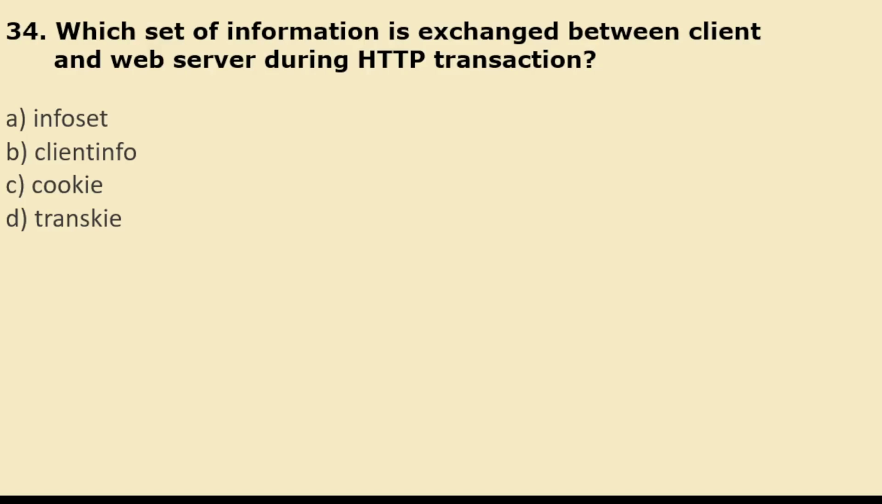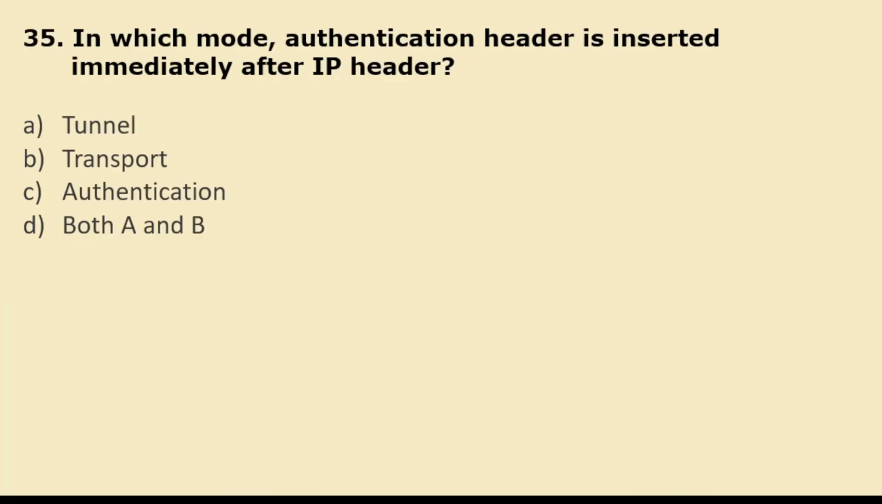Question 34. Which set of information is exchanged between client and web server during HTTP transaction? A. Info set. B. Client info. C. Cookie. D. Trans key. Correct answer is C. Cookie. Next question. In which mode authentication header is inserted immediately after IP header? A. Tunnel. B. Transport. C. Authentication. D. Both A and B. Correct answer is A. Tunnel.